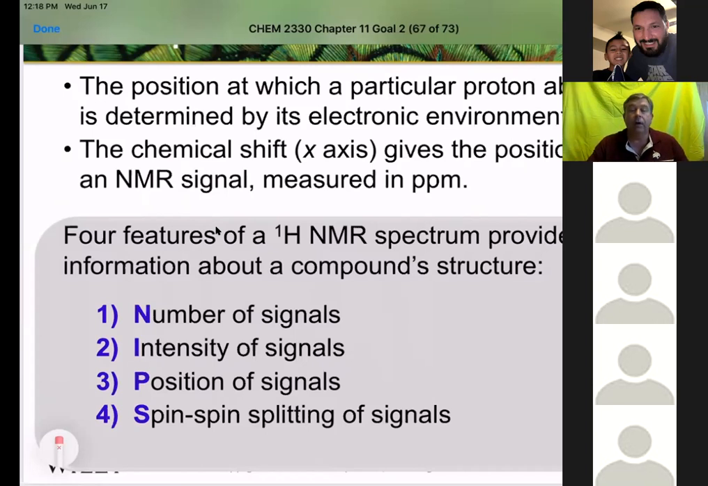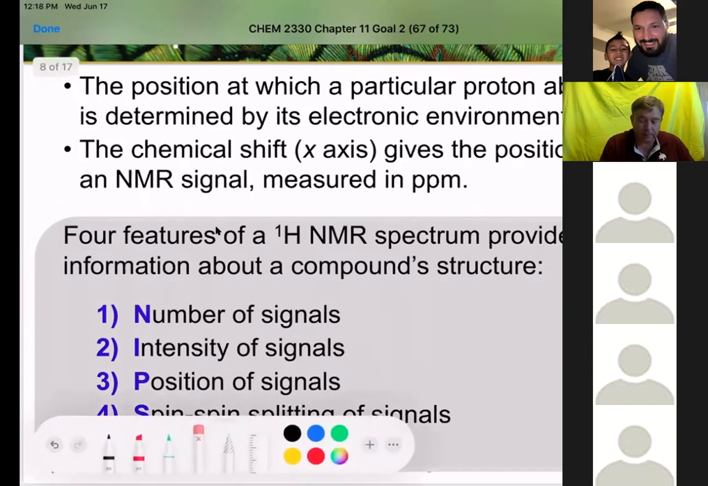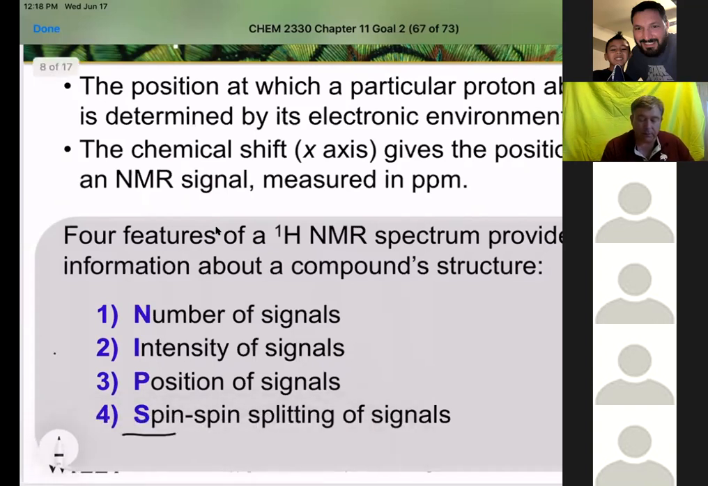If you look at the acronym backwards, it is spin. So these are the 4 things we're looking for: spin-spin coupling, position, intensity, and number. Please write that down and know what each of those things are, because we're going to look at each individual spectrum for all of these things.